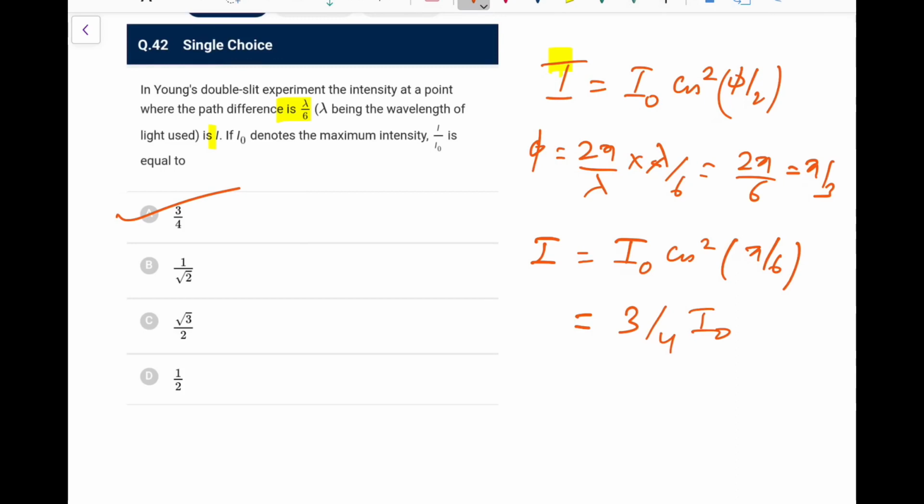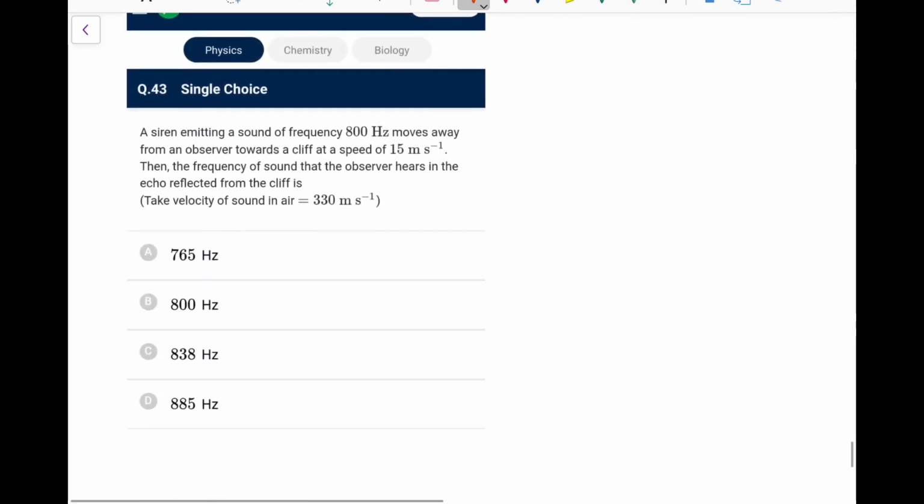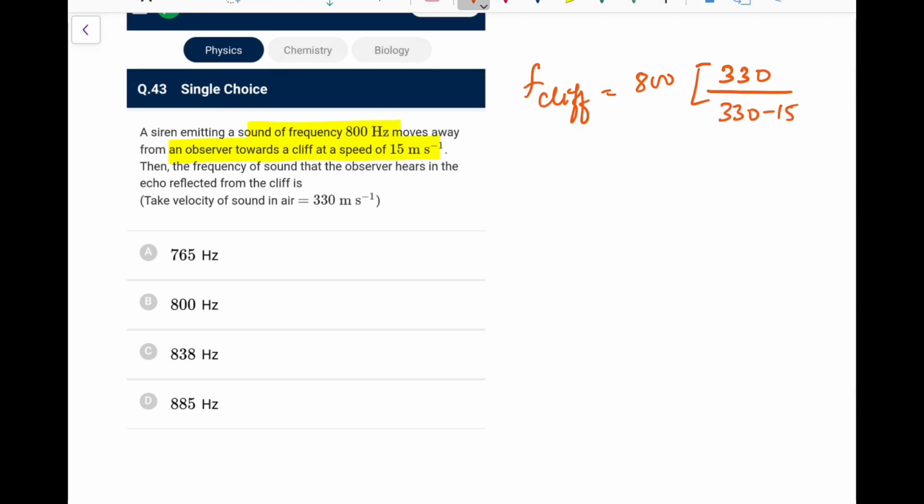Okay, next one, not a tough one. A siren emits a sound of frequency 800, moves away from an observer towards a cliff at a speed of 15. Then the frequency of sound that the observer hears in the echo reflected from the cliff. Because it is moving towards the cliff, the cliff will hear a frequency which is 800 into 330 upon 330 minus 15, that is 800 into 330 by 315. If I divide by 15, this is 21 and this is 22, so it is 800 into 22 by 21.